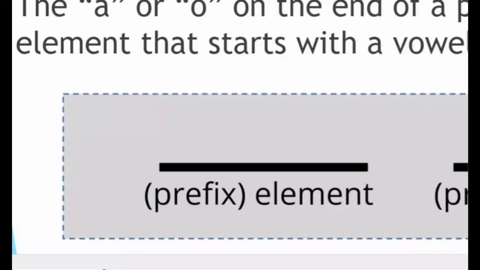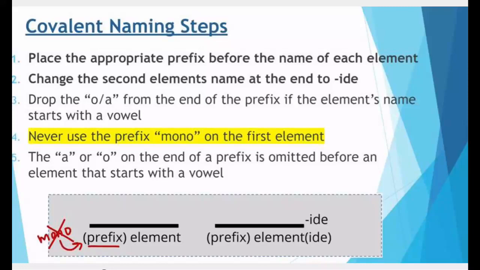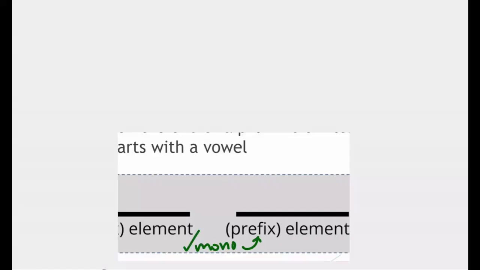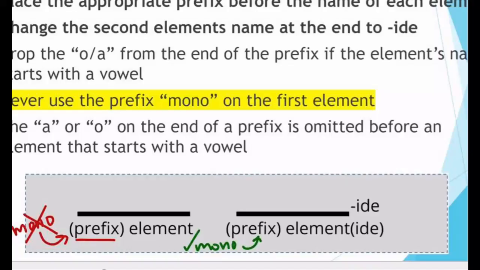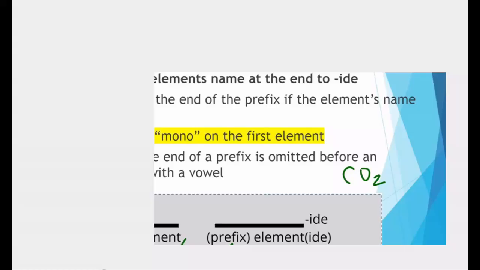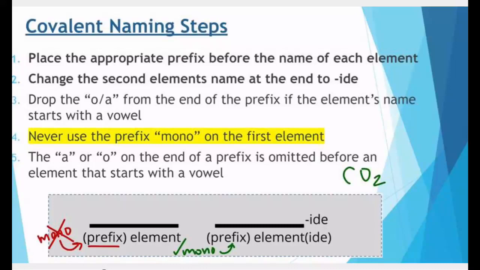Step 4, though, or kind of instruction number 4, is super important, and I've highlighted it here. We are never going to use the prefix mono on the first element. So we cannot put mono as this first prefix here. Not allowed. But you can use mono, and that's really the only time you would use it, if it's on the second element here. That's perfectly acceptable if you have one of that second element. But if it's just the first element that you have one of, you're just going to name the element. Just leave off the prefix completely, like carbon dioxide. We don't call it monocarbon dioxide, even though we do have just one carbon there. A lot of compounds start with a single element, so we don't want every single compound to start with the word mono.